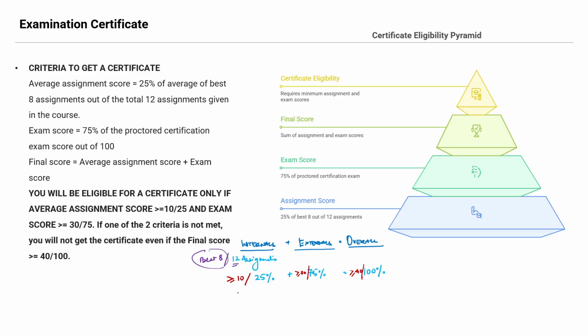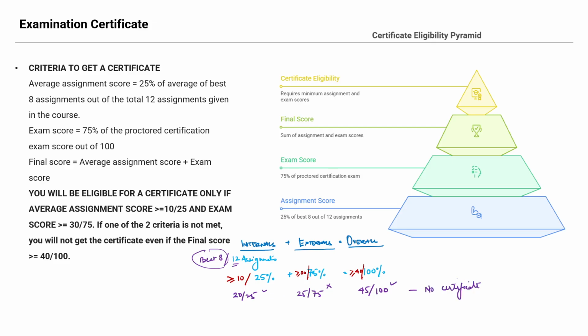Okay. Now, the catch here is that all these criteria have to be met, which means, for example, I scored 20 out of 25. I scored 25 out of 35. My overall score is 45. Do you think you'll get a certificate? Okay, let's check that. Now, here your score is above 40. It is fine. Here it is above 10. It is fine. But here it is less than 30, which means you are not meeting this criteria, which means you will not get the certificate.